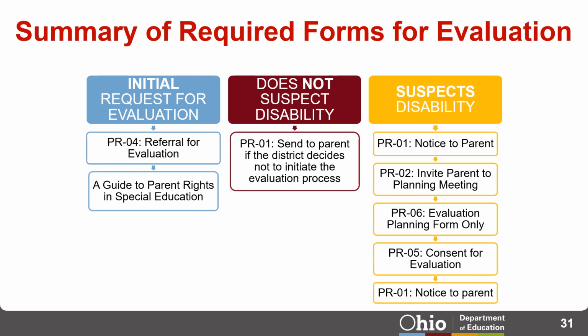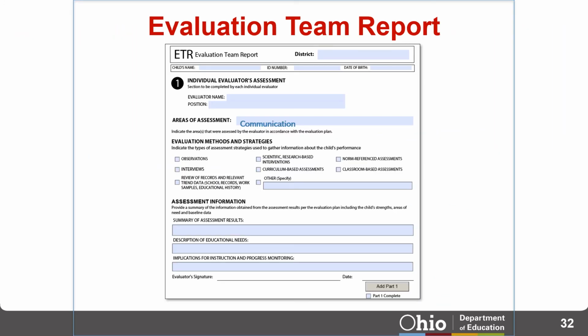PRO1, prior written notice to parents, must be sent to the parent after the planning meeting explaining all assessments and evaluations proposed. The individual evaluator's assessment form must be filled out by each evaluator identified by position or title on the planning form as being responsible for one or more elements of the evaluation. The form includes the evaluator name, title or position, area of assessment or data collected as listed on the planning form, and the evaluation methods and strategies. Each individual evaluator assessment must match the assessment and evaluation method strategies as indicated on the planning form.